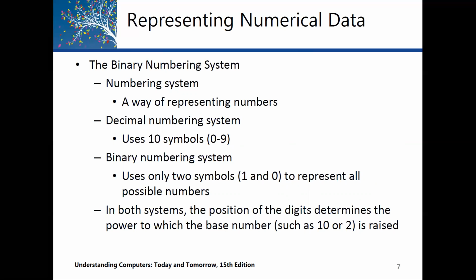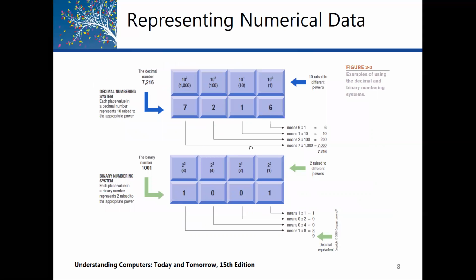So in both systems, the position of the digit determines the power to which the base number is raised. What does this mean? Let's see this example and then we will understand. Say, for example, there is a number 7216. How is this 7216 actually made up? This is the combination of 4 different symbols from the decimal numbering system, right?